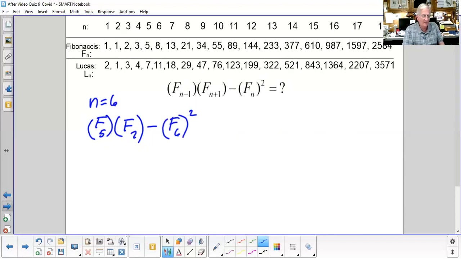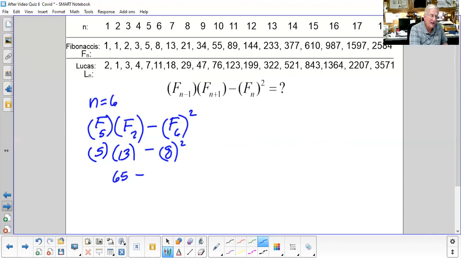I go to my table. F sub 5 is 5. F sub 7 is what? 13. And f sub 6, looking at the table, is an 8. And I'm going to square the 8. So I do 5 times 13, that's 65, minus 8 squared, which is 64. I get 1.